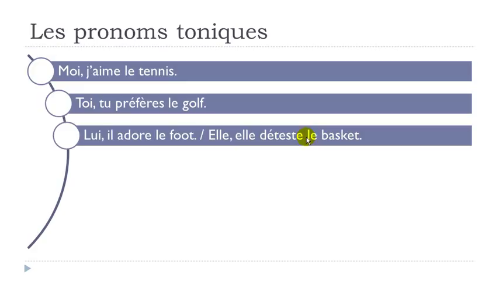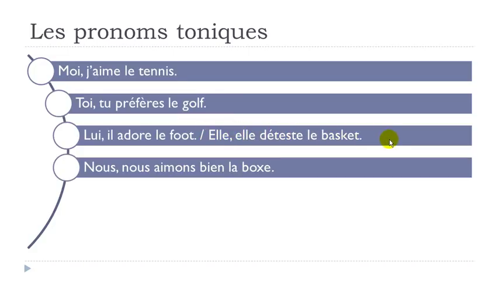Elle déteste le basket. Okay, so even if you see them twice, I mean, you've got this L, okay, then remember that in that case, basically, you want to insist, really. So you put first pronom tonique. It does look the same as pronom personnel here, but still, you get two different pronouns here. Pronom tonique and then pronom personnel. Elle déteste le basket.